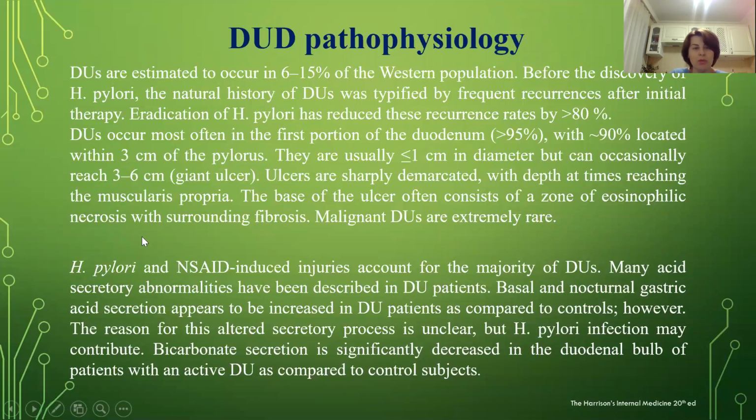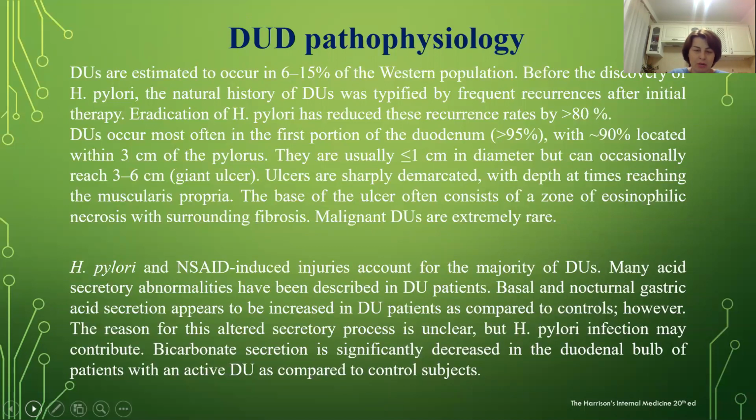Duodenal ulcers occur most often in the first portion of the duodenum. They are usually less than 1 centimeter in diameter, but can occasionally reach from 3 to 6 centimeters. They are giant compared with the stomach ulcers. Ulcers are sharply demarcated, with depths at times reaching the muscularis propria. The base of the ulcer often consists of a zone of eosinophilic necrosis with surrounding fibrosis. Malignant duodenal ulcers are extremely rare.